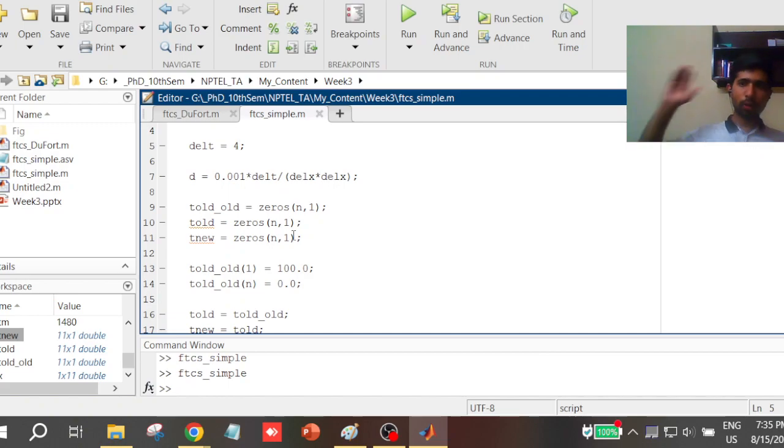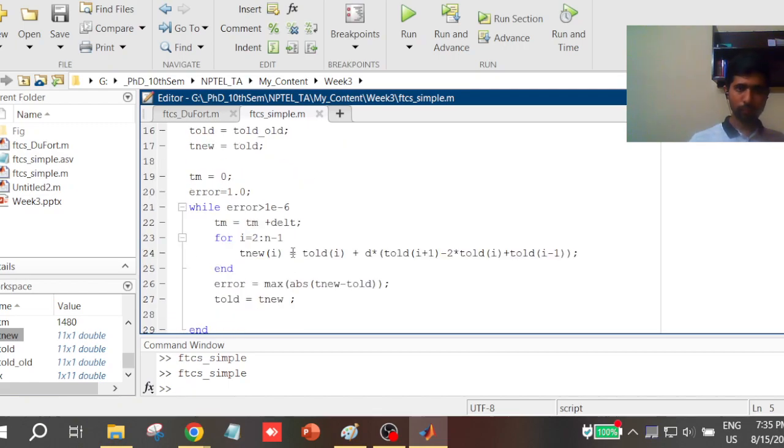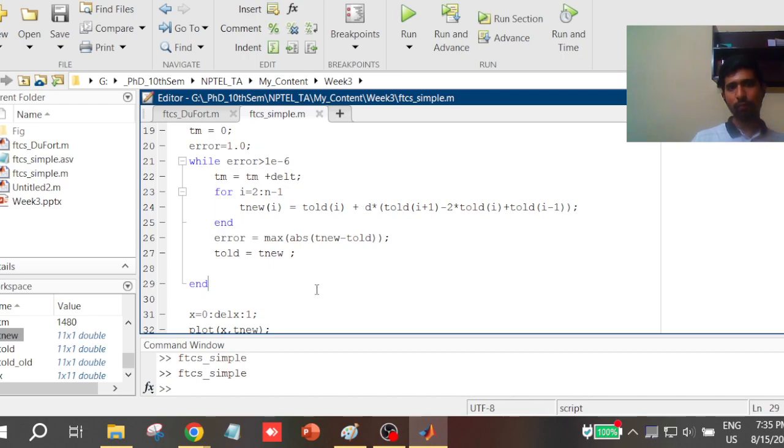So why is this the case? I'm using a simple FTCS scheme. What is the stability criteria of the FTCS scheme? Can you write down on the chat box? You have done von Neumann stability analysis for a simple FTCS scheme, and what was the stability criteria for that? Can you write down on the chat box?